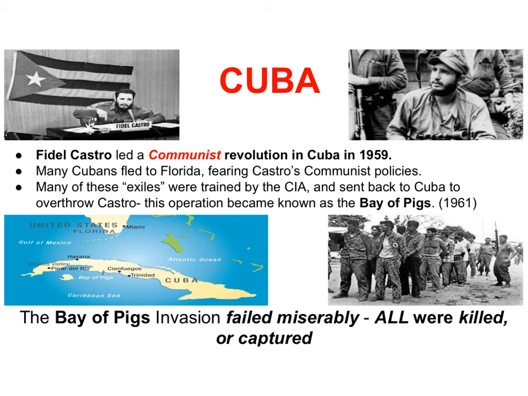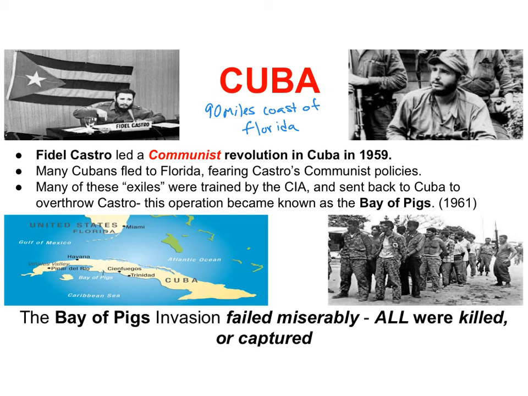During Kennedy's presidential years, we had multiple interactions with Cuba. So Cuba was 90 miles off the coast of Florida. So it's very close. So because it's so close, the United States had a strong interest in Cuba and ensuring that Cuba stayed democratic.